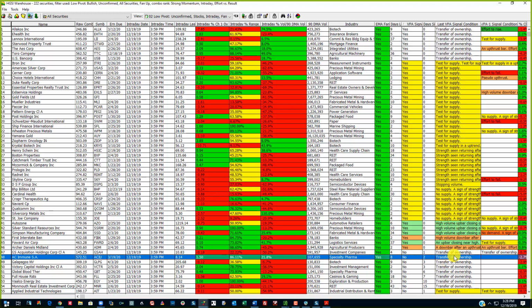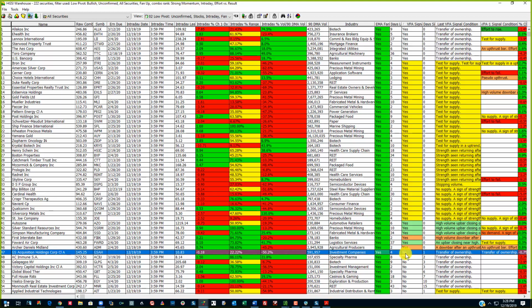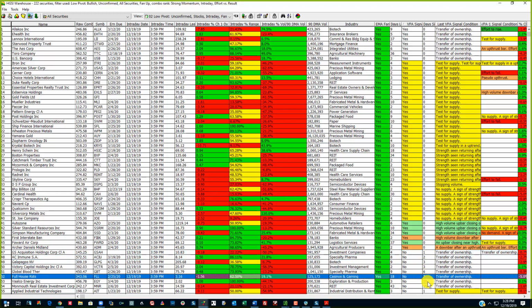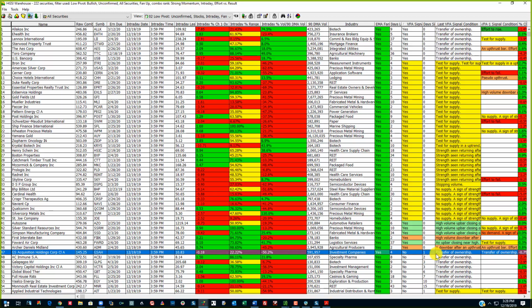And down here, as I get into transfer of ownership, see where it says no? That means that there was no VPA flag from this point down to the bottom of the 222 securities. But by sorting this way, I can see the stocks that had the most recent transfer of ownership. Transfer of ownership is kind of a neutral VPA flag because we don't know which way these stocks are going to go the next day.